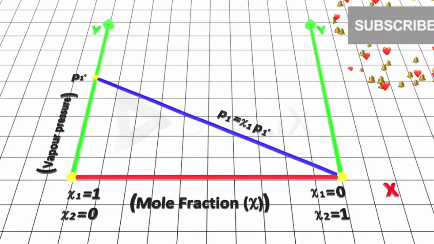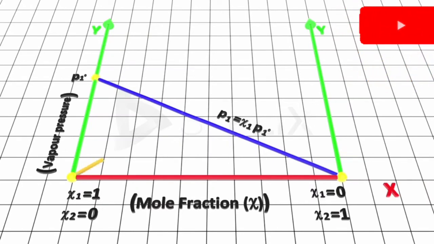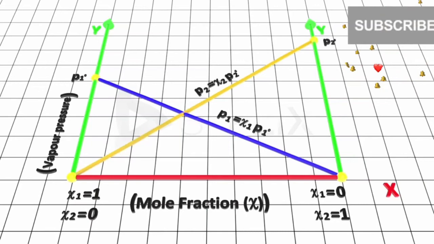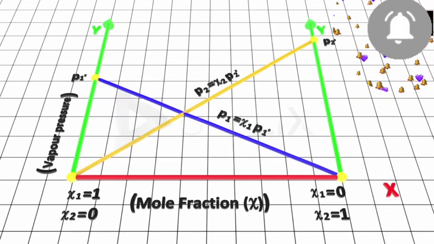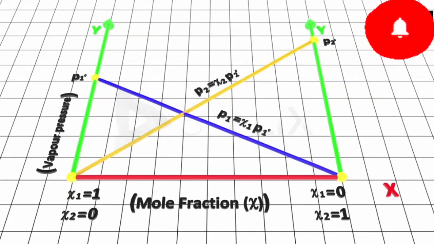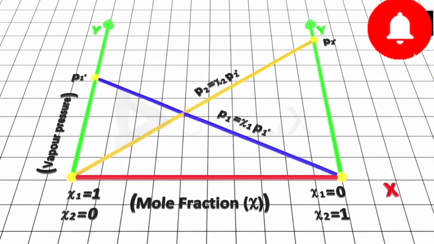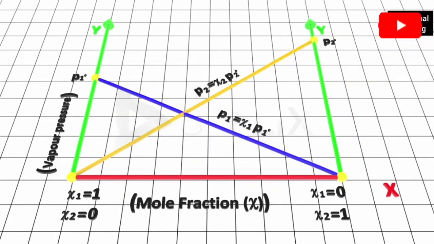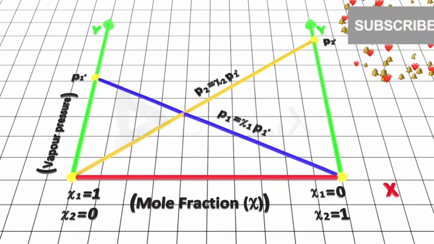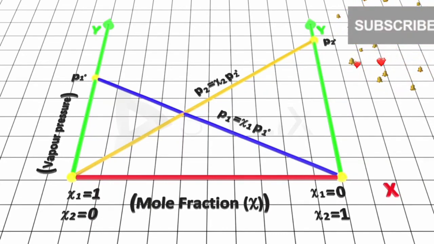If a graph is plotted for the partial vapor pressure of the first component against a mole fraction corresponding to the equation P1 is equal to P1 naught x1, we get a straight line as shown here. From the graph, it is clear that when the mole fraction of the first component becomes 1, the partial pressure of component 1 is the vapor pressure of the pure component 1.